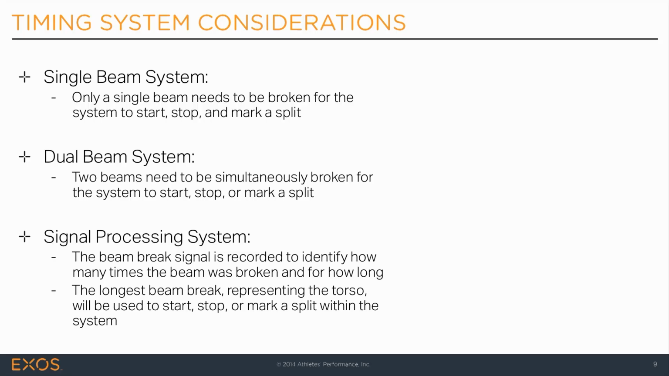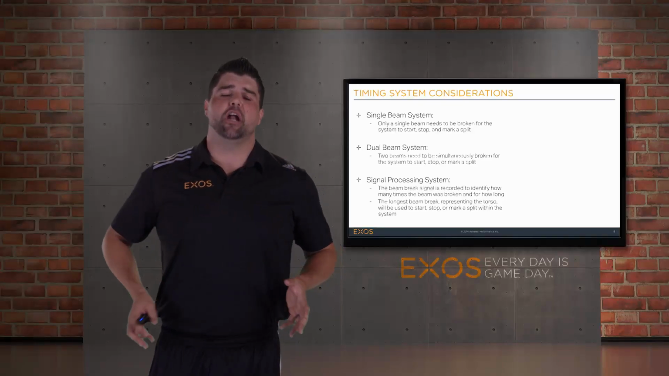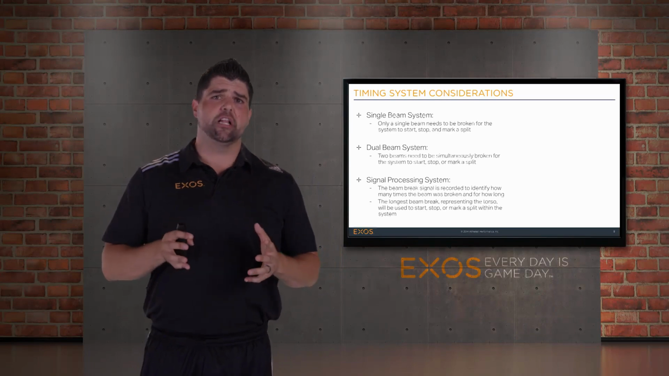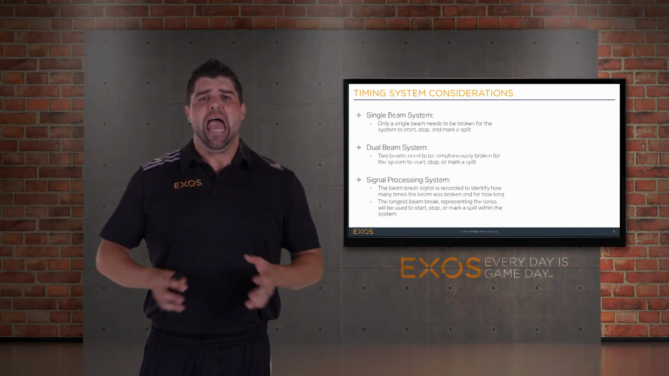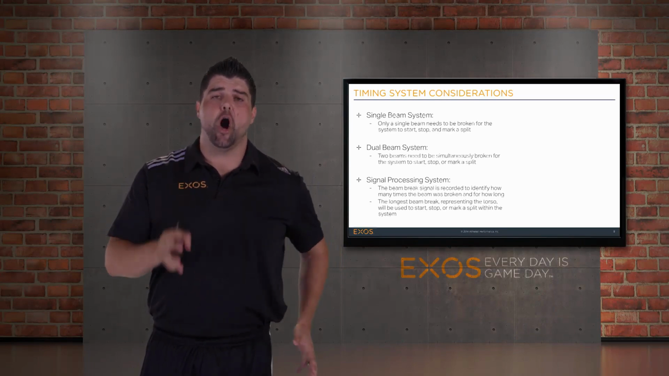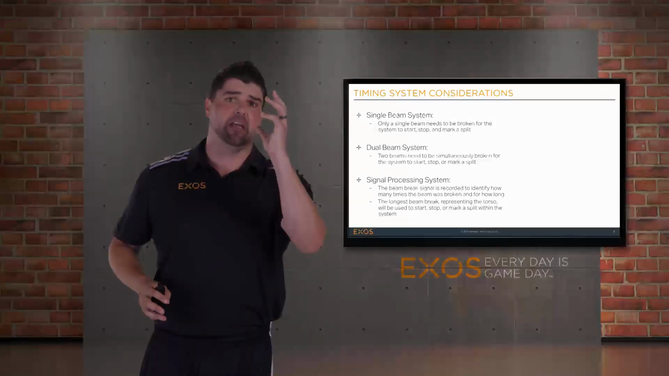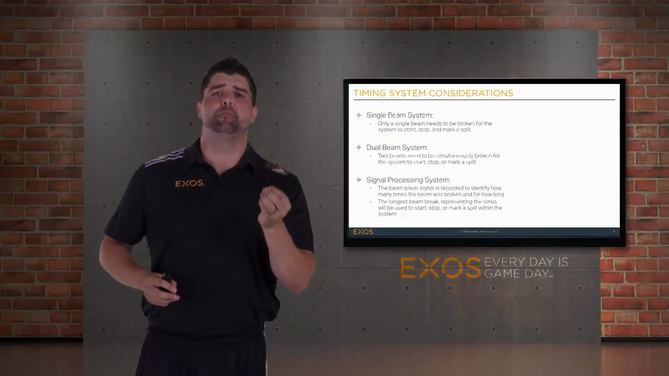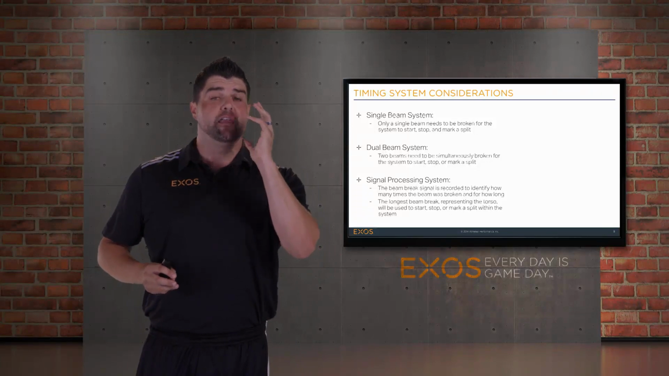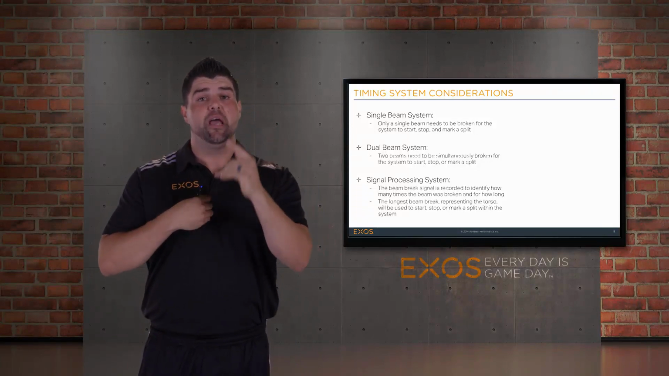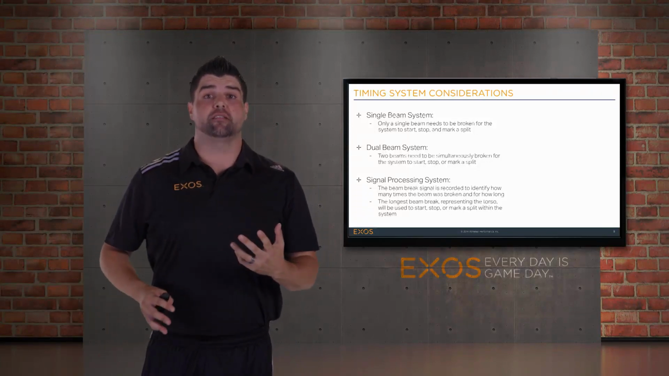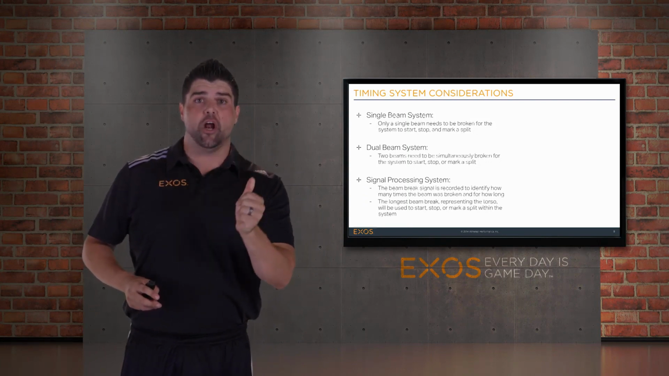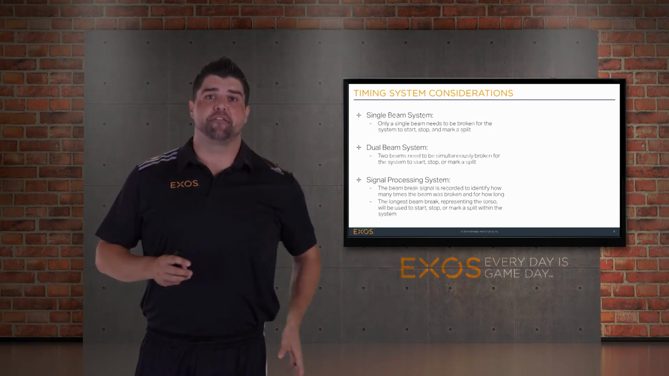So only a single beam needs to be broken for the system to start, stop, or mark a split. So in looking at this, imagine I'm sprinting forward. I'm accelerating at that strong 45 degree. As I come up on that gate, let's say my arm is the first thing to pass that gate. Well, theoretically, based on a single beam system, my arm could trigger it. Then what happens? My body follows through, and theoretically, my arm could also cross that gate. But it is only going to get set off or mark a split based on that first run through.